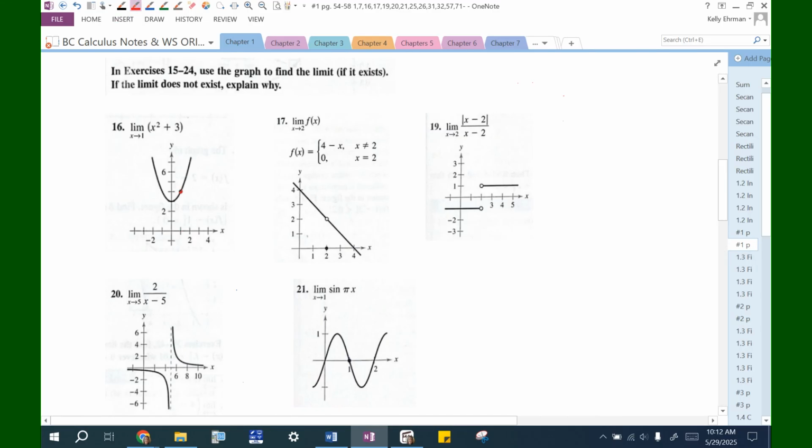So here's the point here. The limit on the left is approaching the same y value as the limit on the right. And what is that y value? It looks like 1, 2, 3, 4. So that limit is equal to 4.